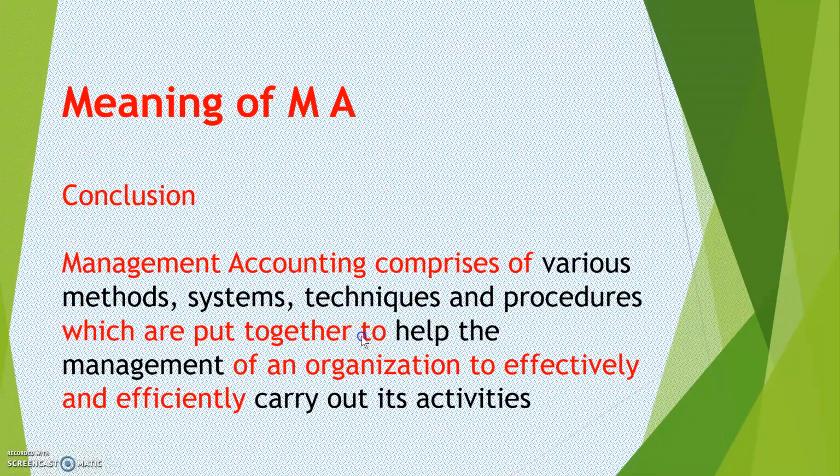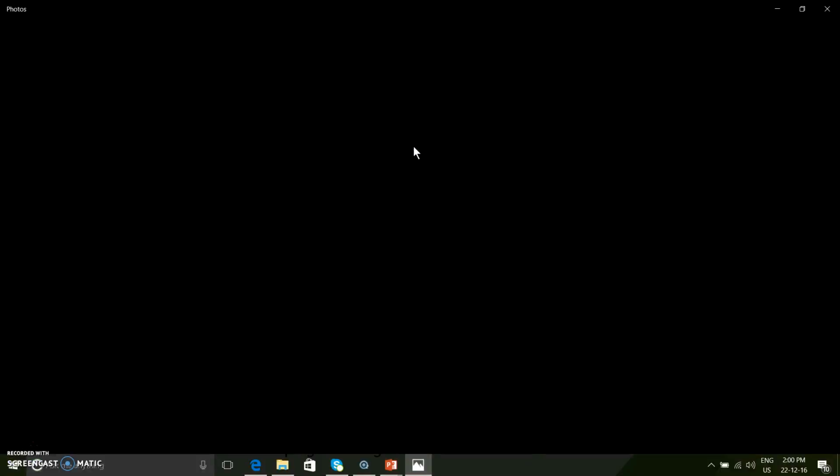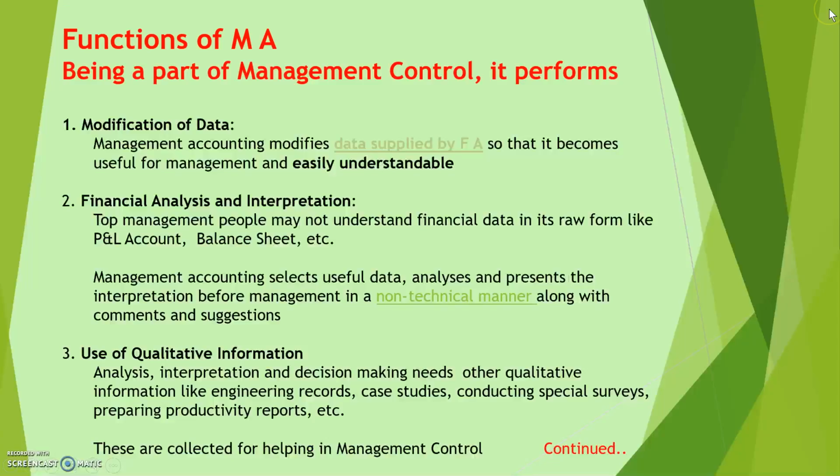To help the management. Now coming to the functions of management accounting, first one, modification of data. The data that is supplied by the financial accounting, like this is one data or information provided by the financial accounting, that is the balance sheet. Such information or data which is received from the financial accounting people will be modified so that it can be easily understandable by everyone. So that's the first function.